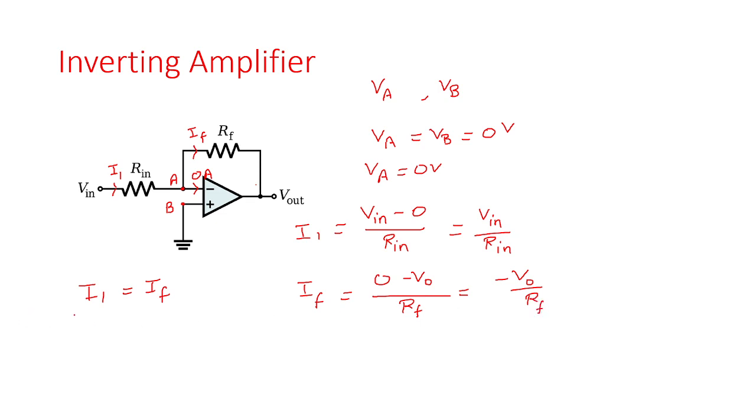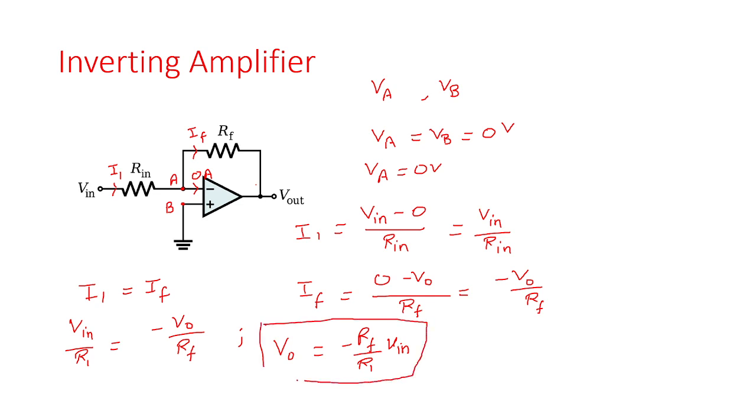Here we see the current I1 is equal to IF. It means we can write Vin divided by R1 is equal to minus Vout divided by RF. If we simplify it, the output voltage will be minus RF divided by R1 into Vin. This is the output voltage of the inverting amplifier when the input voltage is connected to the negative terminal and the positive terminal is directly connected to ground. The voltage gain is nothing but the ratio of the output voltage to the input voltage. So Vout divided by Vin is the voltage gain, which is equal to minus RF divided by Rin.